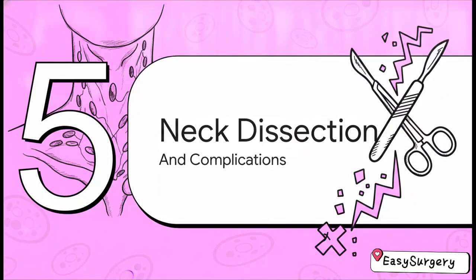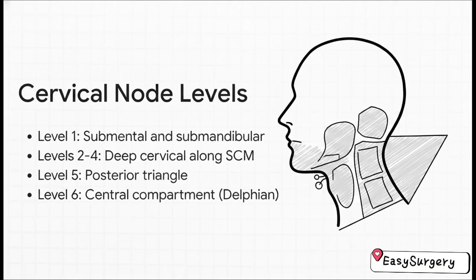And finally, Section 5, Neck Dissection and Complications. You absolutely have to know your neck geography. You need to know exactly where levels 1 through 6 sit relative to the bony landmarks and muscles. Level 1 encompasses the submental and submandibular triangles. Levels 2, 3, and 4 run down the anterior triangle along the upper, middle, and lower thirds of the sternocleidomastoid muscle. Level 5 covers the entire posterior triangle. And level 6 is the central compartment, right over the trachea, which are sometimes referred to as the Delphian nodes.